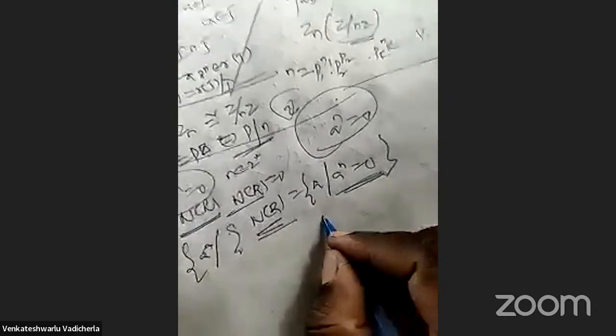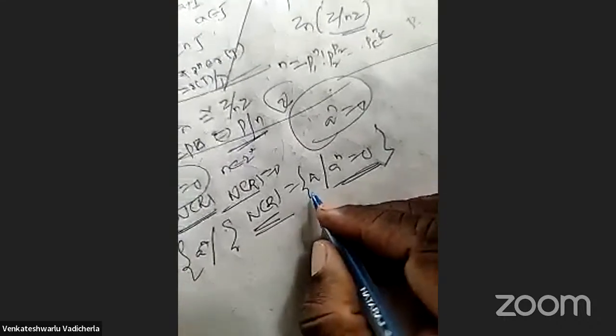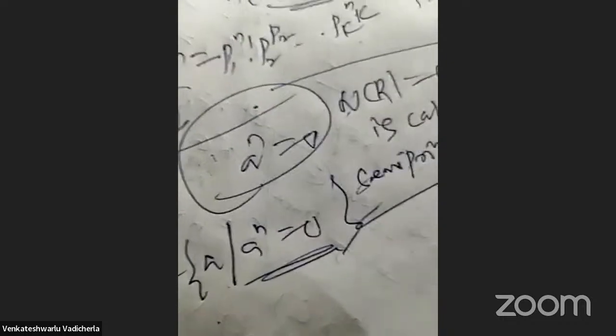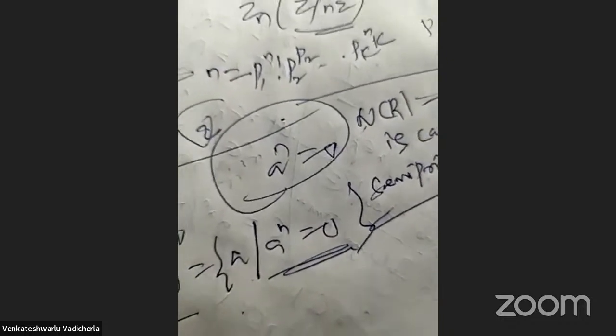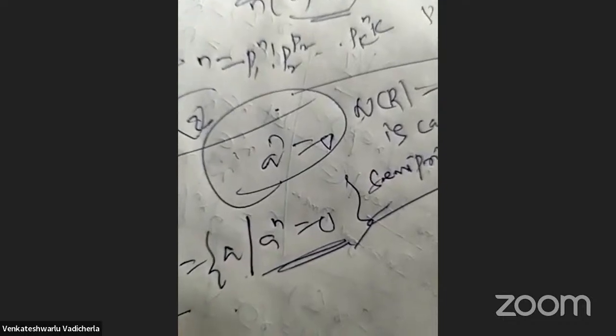Sometimes N of R equals 0, and then R is called a semi-prime ring. So N of R equal to 0 is called a semi-prime ring. The nil radical of R is precisely the radical of the zero ideal, the singleton 0.